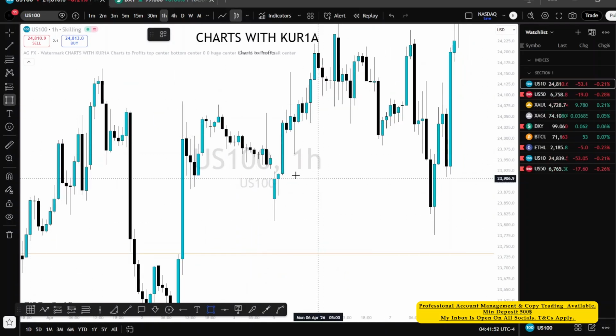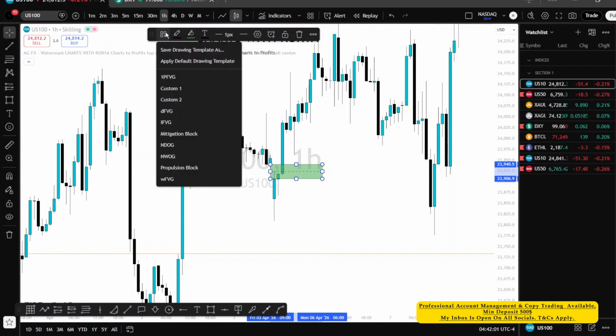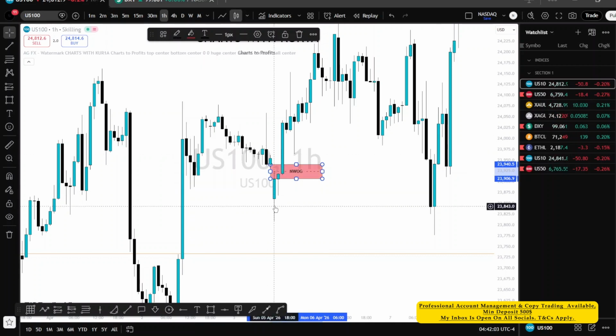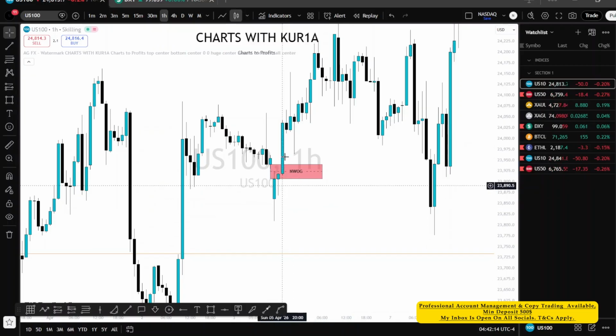NWOG, which is a new week opening gap, which I marked between Friday and Sunday's open. That is this price action right here and this price action right here. That is what I marked as my NWOG. Remember, when I'm doing this, all of this has not happened yet. Then this played out on Monday's Asian session. We had this bullish 1 hour candle that completely filled that NWOG. As soon as that happened, I was sure that price action was bullish.